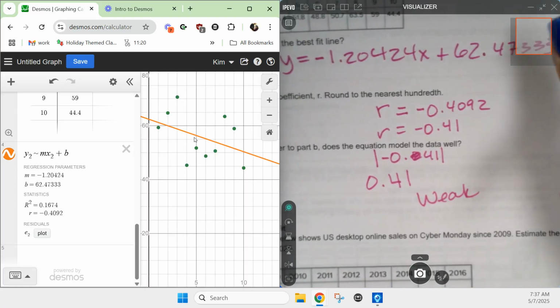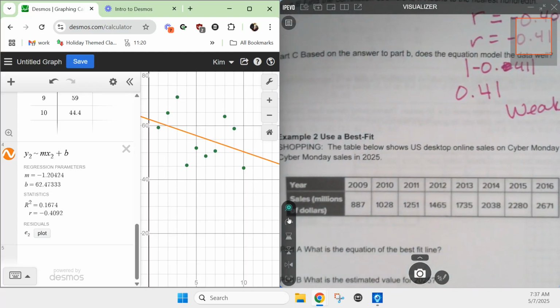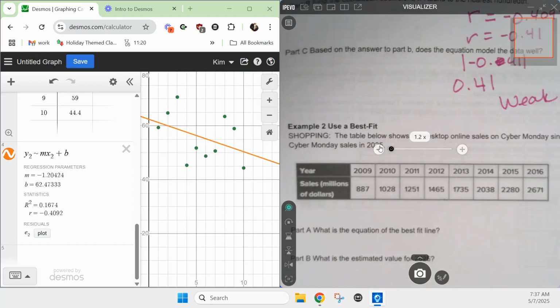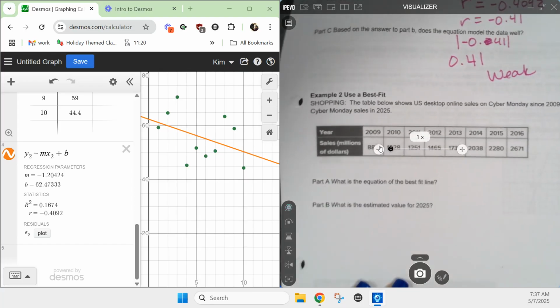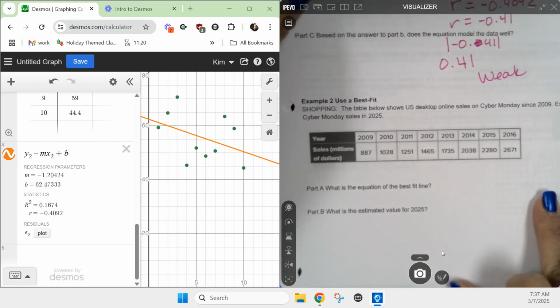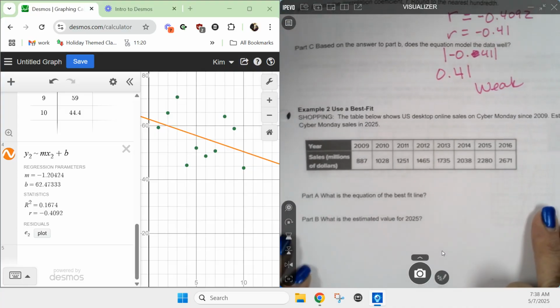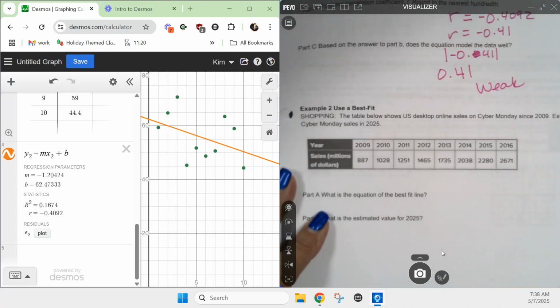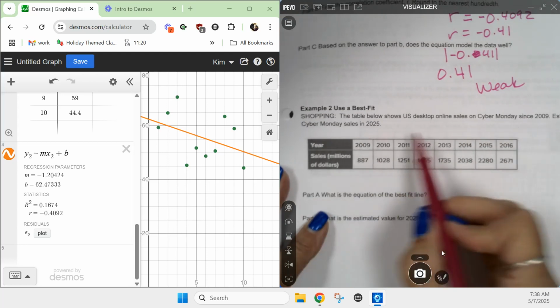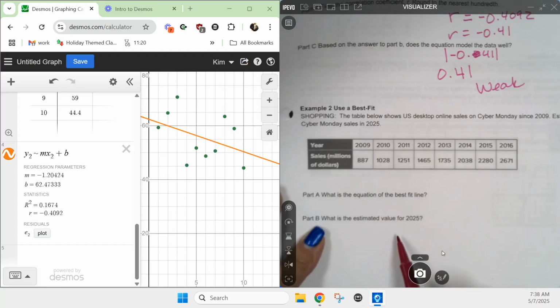Okay. So again, we're going to do the exact same thing. I wonder if I can go out just a little bit on this. Okay, so here we go. This time it's not asking for our R value. We're going to come up with an equation, but it wants to know the estimated value in 2025.